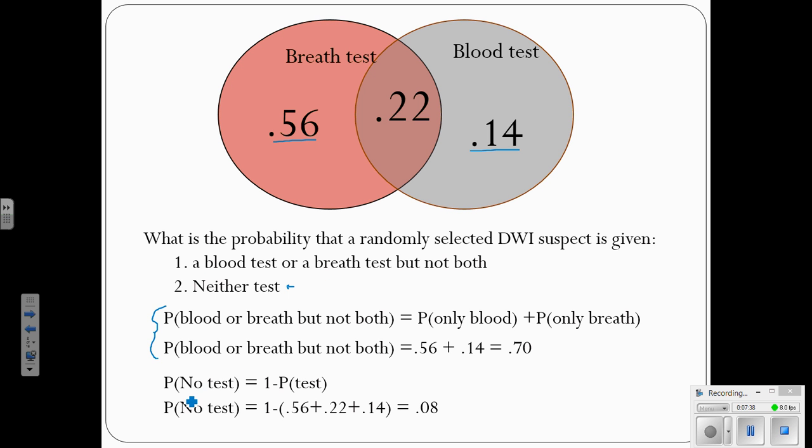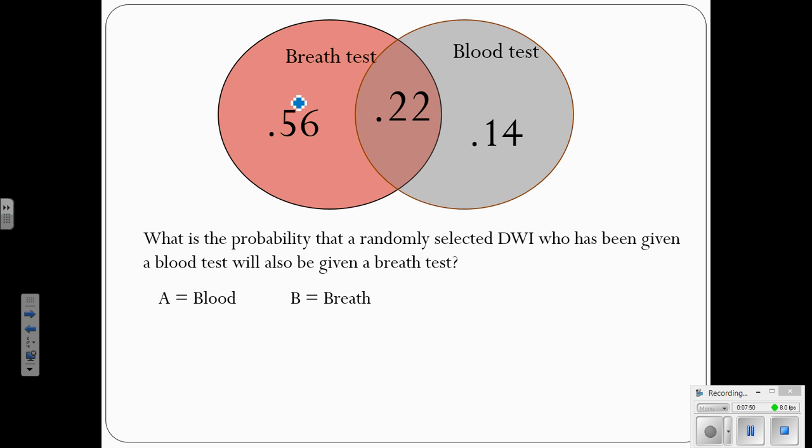The probability of no test, again: if we added up all three of these values, only breath test, only blood test, and then both, we'd end up with 92%, and that means 8% of people didn't get a test.